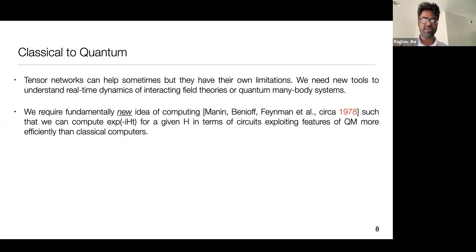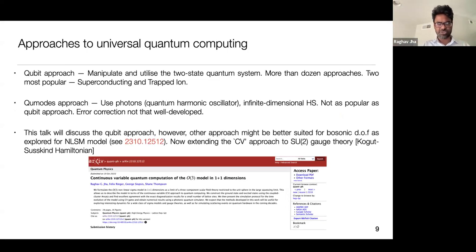So it's not exponential in the system size. There are various approaches to quantum computing. The one you might have heard, the qubit-based approach, is the most popular, which manipulates and utilizes a two-state system. There are more than a dozen approaches, but the two most popular ones are, I think, superconducting qubits, developed by IBM, and one based on trapped ions, developed by companies like IonQ or Quantinuum.